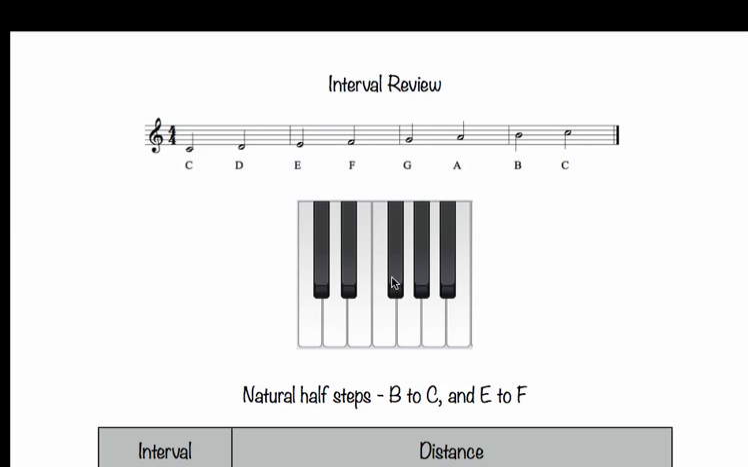And it's got 2 names. We sometimes will call it an augmented fourth. If we go from C to F sharp, that would be an augmented fourth. If it's from C to G flat, it's called a diminished fifth. Okay, same tone, same pitch, but two different ways of spelling it.